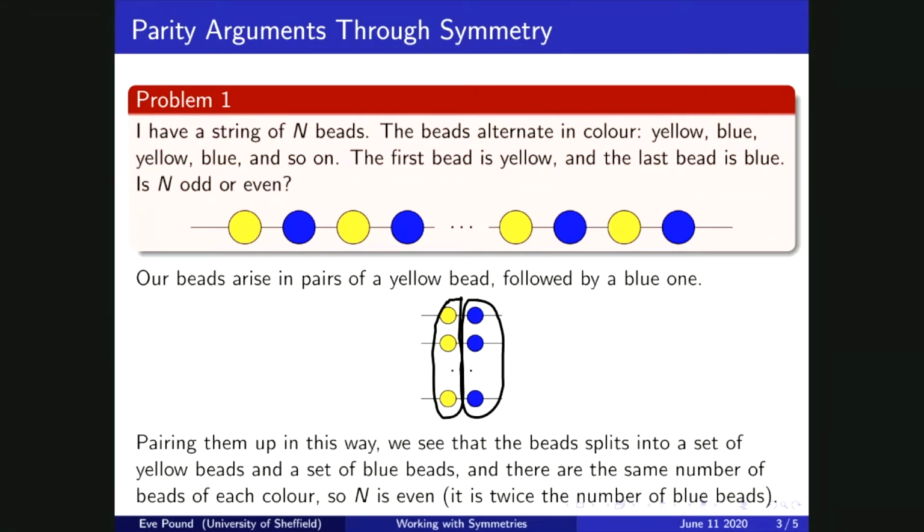And so our total number of beads has got to be even, because it's the number of blue beads plus the number of yellow beads, but the number of yellow beads is the same as the number of blue beads. So actually, n is twice the number of blue beads.